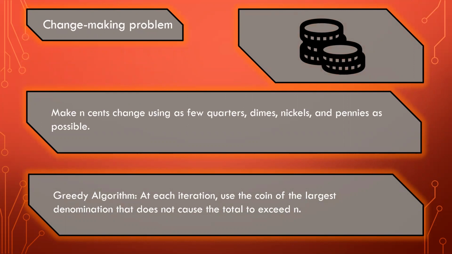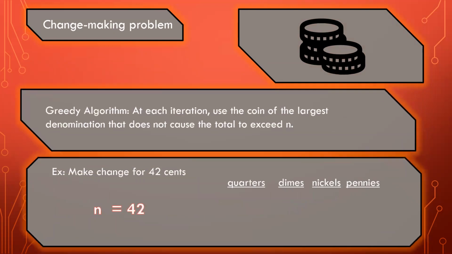Say you want to make n cents of change using as few coins as possible. The greedy algorithm is not looking ahead, it's looking at the right now. And so for the greedy algorithm for change making, we can establish criteria and say, this is our algorithm. At each iteration, we use the coin of largest denomination that does not cause the total to exceed the change we owe that person. So say we want to make change for 42 cents, right? The cash register opens and we have to give actual change out to the person. What do we do?